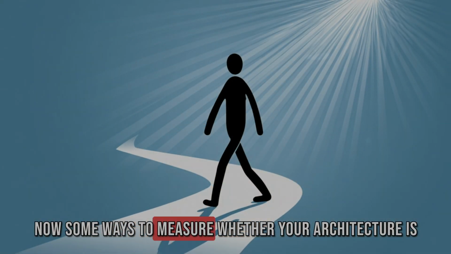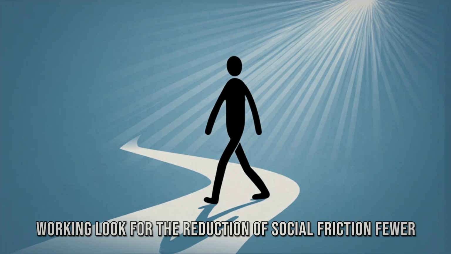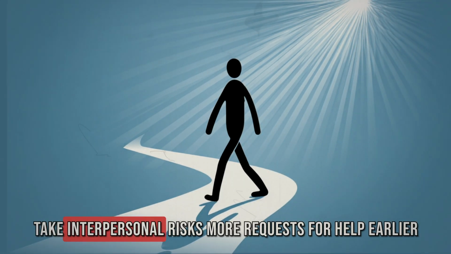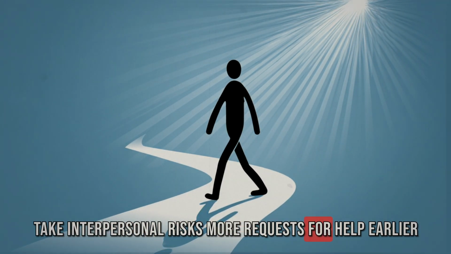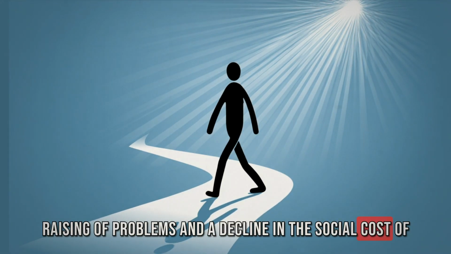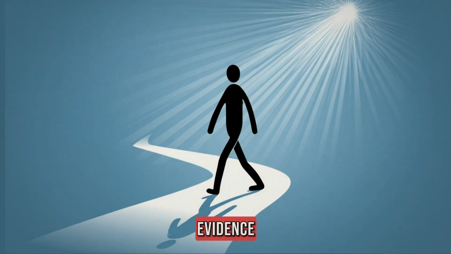Now, some ways to measure whether your architecture is working. Look for the reduction of social friction, fewer repeated clarifying messages, increased willingness to take interpersonal risks, more requests for help, earlier raising of problems, and a decline in the social cost of mistakes. Mistakes being treated as data, not as character evidence.